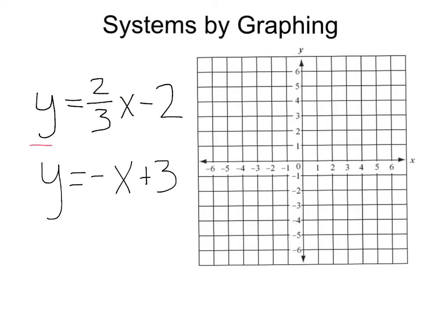Let's start with y equals 2/3 x minus 2. We've got a y-intercept or a b value of -2. That's going to be -1, -2. And then we've got a slope of 2/3. That's a rise of 2, 1, 2. A run of 3, 1, 2, 3. Now that we've got our 2 points, we can graph our line.